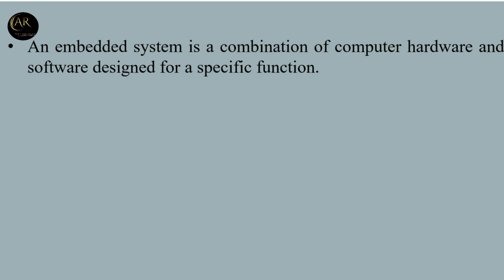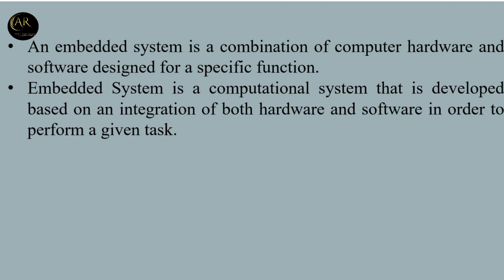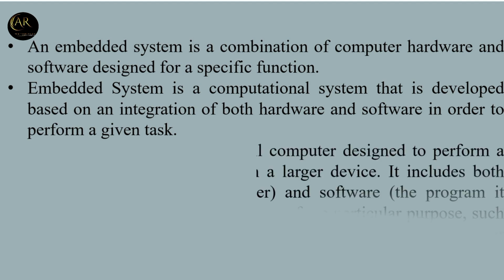An embedded system is a combination of computer hardware and software designed for a specific function. That means embedded systems combine both hardware and software to do a particular function or task. Next, an embedded system is a computational system developed based on the integration of both hardware and software in order to perform a given task. That means it is the same as the previous point.